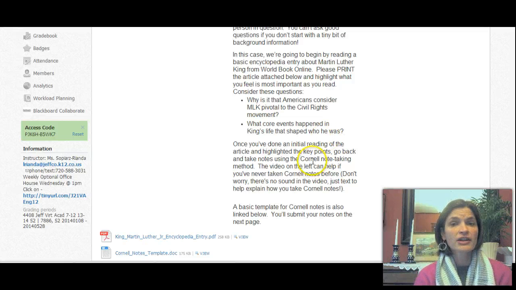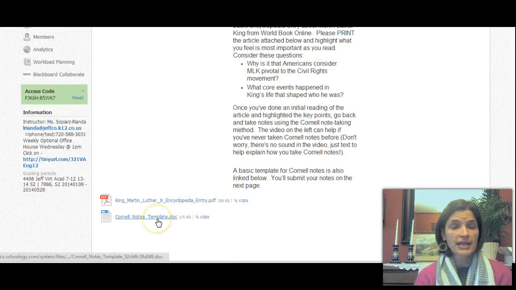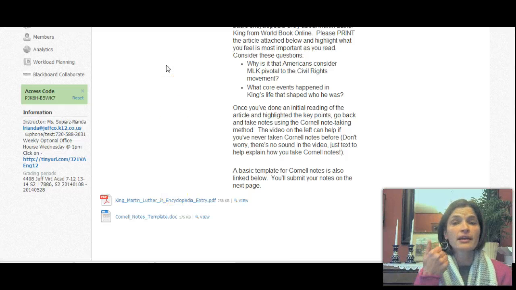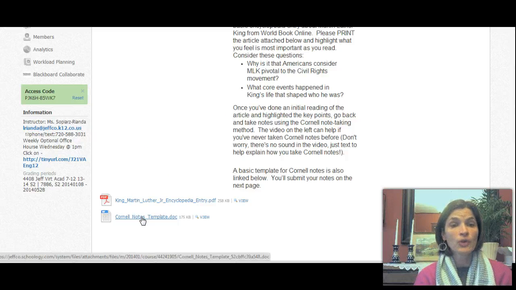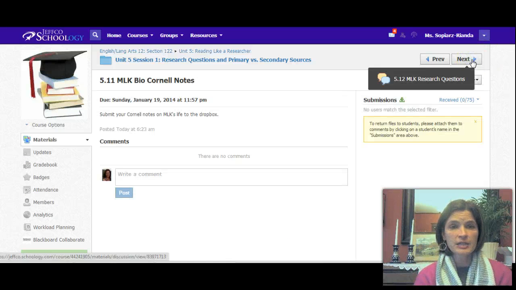Okay, so once you've done an initial reading of the article and highlighted the key points, go back and take notes using the Cornell note-taking template down here. Again, watch that video for help. So again, print out the encyclopedia entry and, with a highlighter or with a pen, note and highlight things that you feel are important based on these 2 questions. And then after your initial reading, after you've highlighted and made notes, go back and fill out this Cornell note template. Okay? And that's where you'll submit it on this next page here.